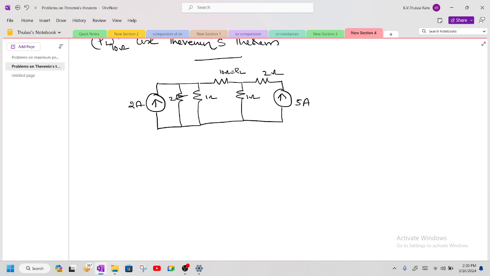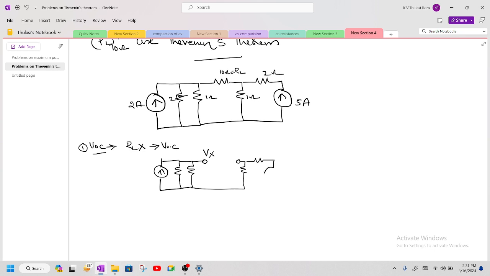So the first procedure is finding out the VOC. First we need to find out the open circuit voltage. How to find the open circuit voltage? First remove the load resistor and find the voltage across that open circuited load terminal. So I am redrawing the network as it is given. When you open circuit, this is going to act as some Vx node, and this is going to act as some Vy node. So this is the network we have in our hands.